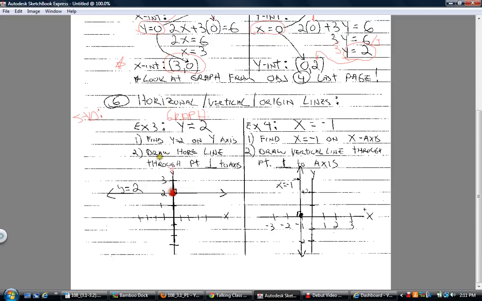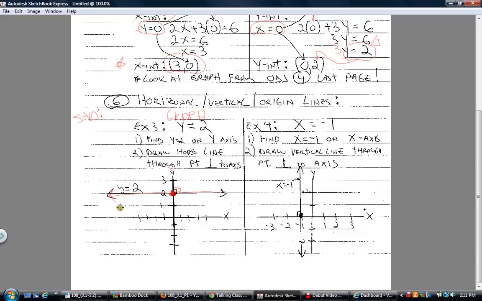Now, if you follow this guideline, draw a line, a horizontal line in this case, through the point and perpendicular to the axis. So here's your point. Here's the y-axis. Perpendicular means it forms 90 degrees. So I would draw a horizontal line. And that's all you have to do.